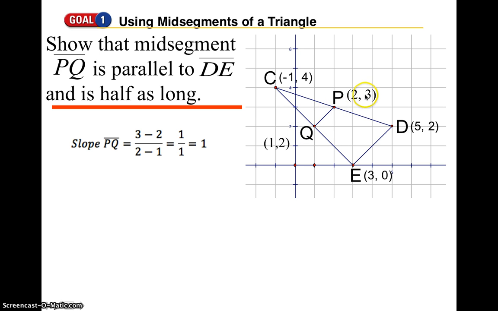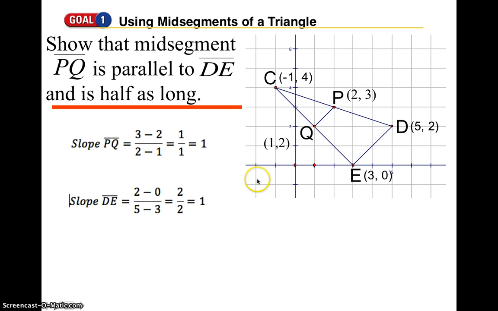So if I use my slope formula here for the points P and Q, letting Q be x1, y1, and P x2, y2, when I plug into my slope formula, I find the slope for that line is 1. Also, when I plug in for DE, and I do 2 minus 0 over 5 minus 3, I'm also going to find that the slope of this line is 1. So since these two lines have the same slope, they are parallel.